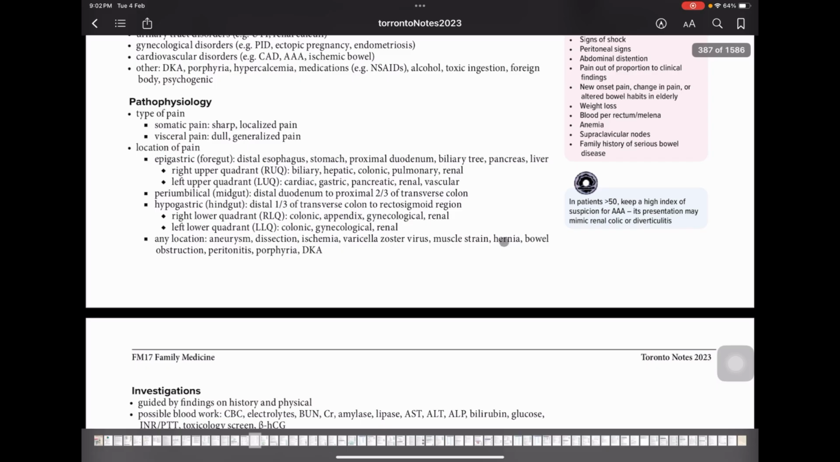Hernia would have a history of, let's say, past surgeries or obesity or pressure-like symptoms. Bowel obstruction would have a history of constipation or previous surgeries, with multiple surgeries in the past. Peritonitis would have a tender abdomen and would give you an erect abdominal X-ray that would show air under the right diaphragm. Porphyria would come up with itchiness, decay, young child with dehydration symptoms and abdominal pain.